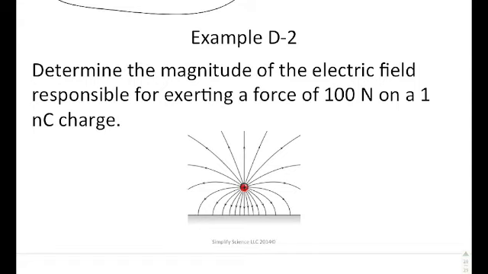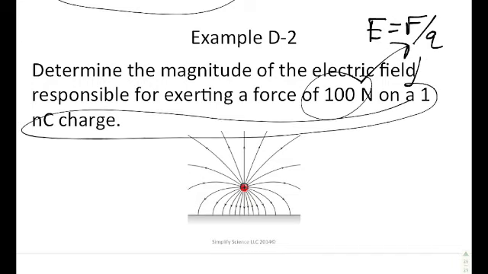In this one it says, determine the magnitude of the electric field responsible for exerting a force of 100 newtons on a 1 nanocoulomb charge. That's what the nC stands for. So you're going to take a look at this and you say, if I use the formula E equals F over Q, I have everything. I have an F and I have a Q value. So that allows me to use this particular formula.